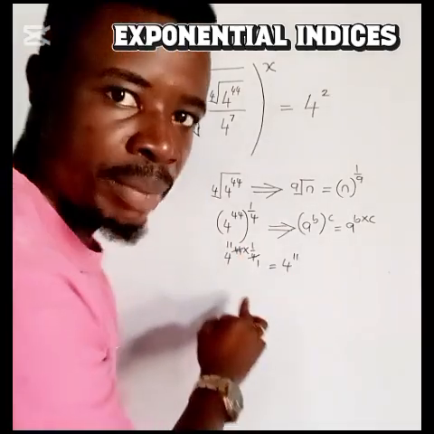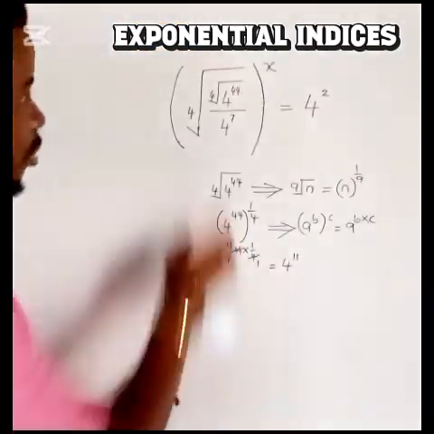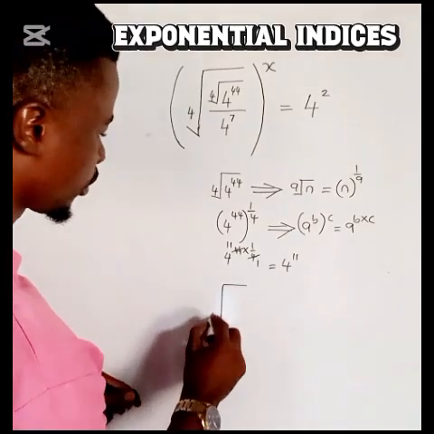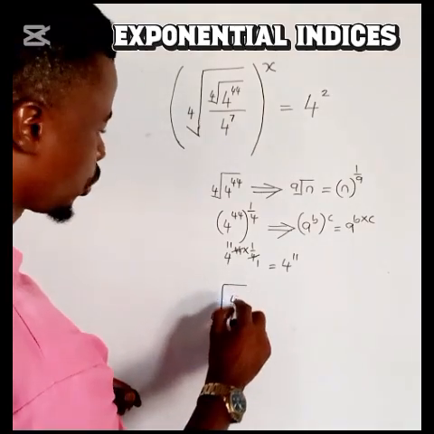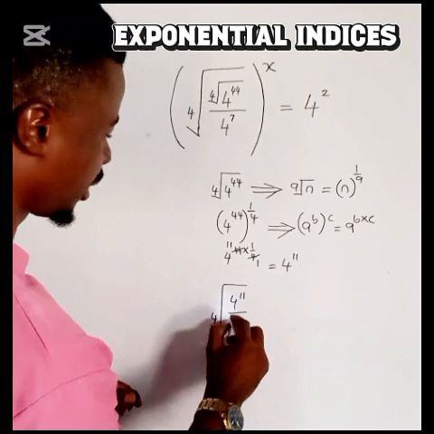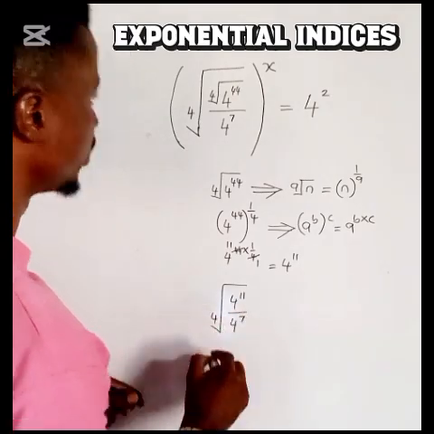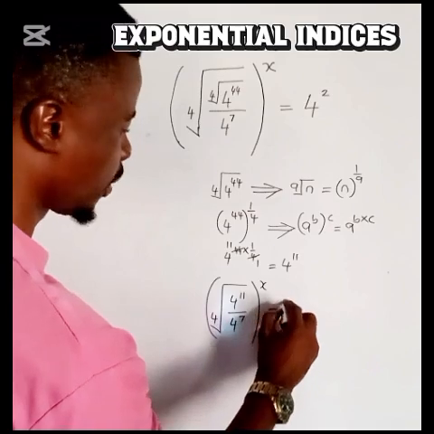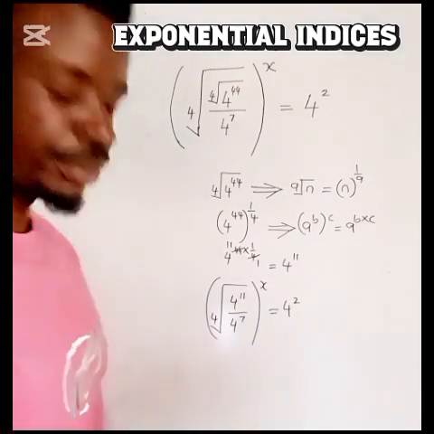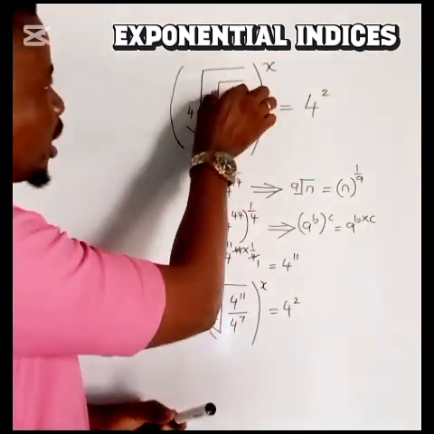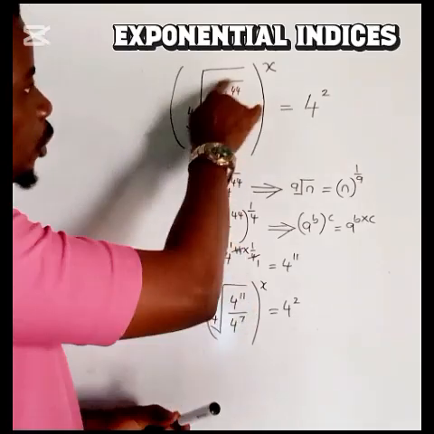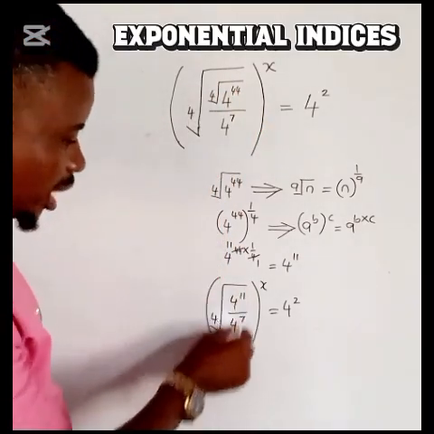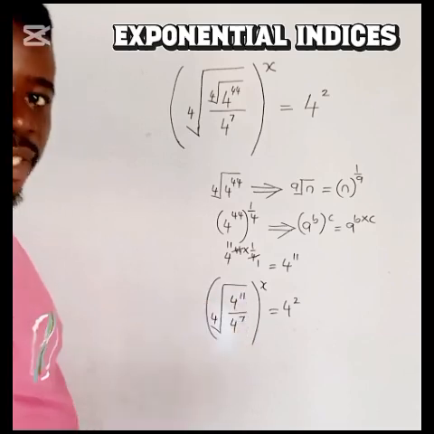Now we can write this back into our question. We now have the fourth root of 4 raised to the power 11 divided by 4 raised to the power 7, all raised to the power x, is equal to 4 squared. So we have simplified the fourth root sign in here. Now, we can still go further to simplify this.